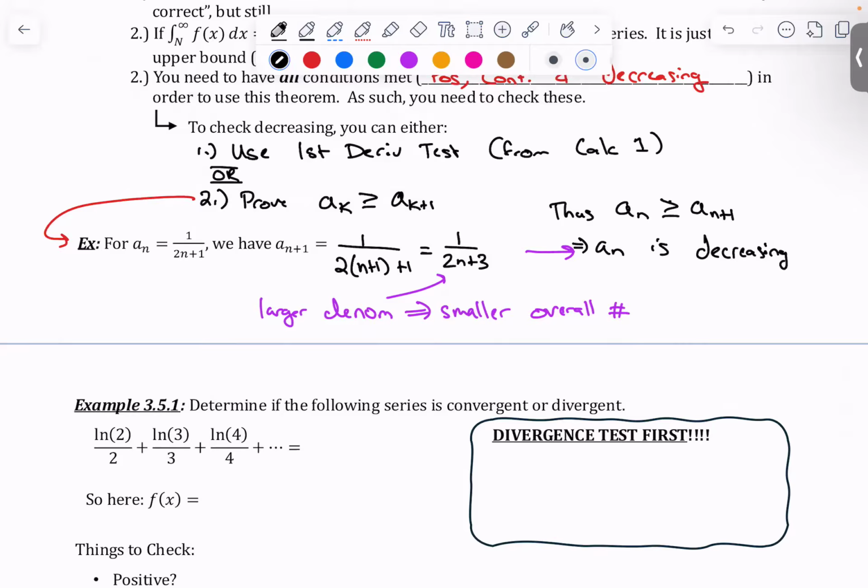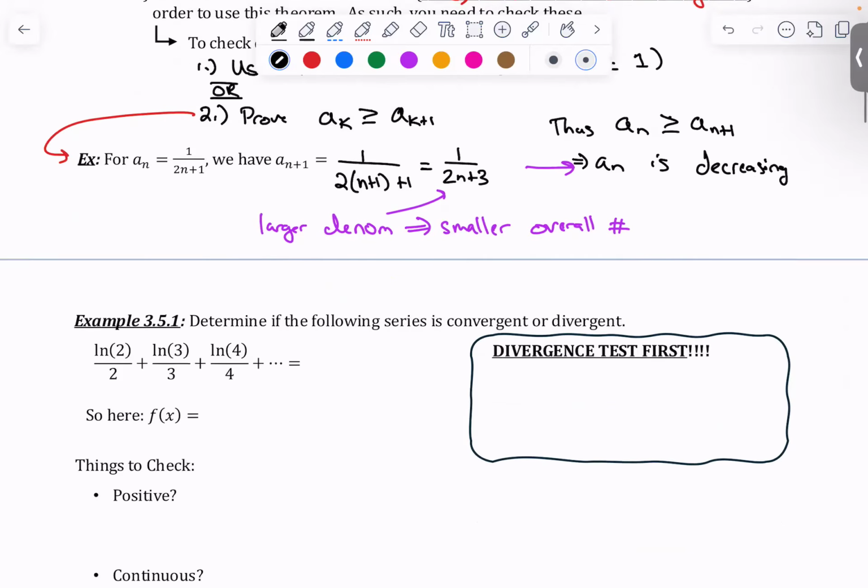If it's something like this, you can claim it. But if you're trying to show it for the next one, that's a bold claim to support without any evidence. So we'll see it in just a moment. Proving a sub k is greater than a sub k plus 1 is really great, as I said, if your numerators are fixed. Otherwise, they will probably be increasing at the same rate that the denominator is increasing, and so it's hard to tell exactly what's going on.